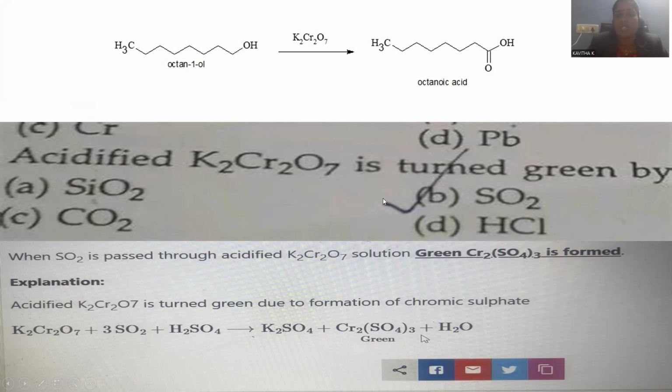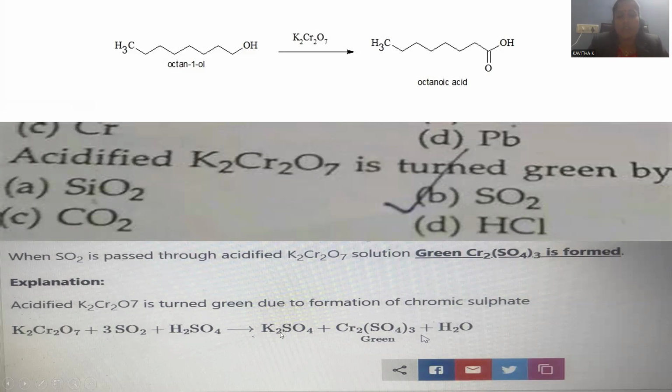And one more question is provided. We are trying to solve that one. Acidified dichromate turns green upon reacting with sulfur dioxide. Sulfur dioxide is the medium which is able to turn the orange color into a green one. A green coloration of Cr2(SO4)3 is formed because of the reaction with sulfur dioxide under acidified conditions.